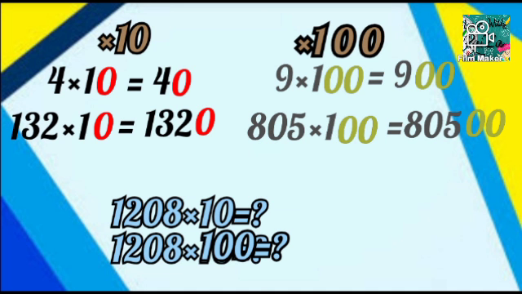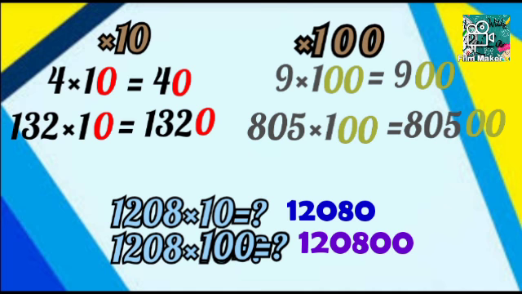So likewise, can you do these questions I have given? 1208 multiplied by 10. What is the answer? Yes, write 1208 and add a 0. Then 1208 multiplied by 100, what is the answer? Yes, write 1208 and add the 2 zeros at the end. This is how to multiply numbers by 10 and 100.